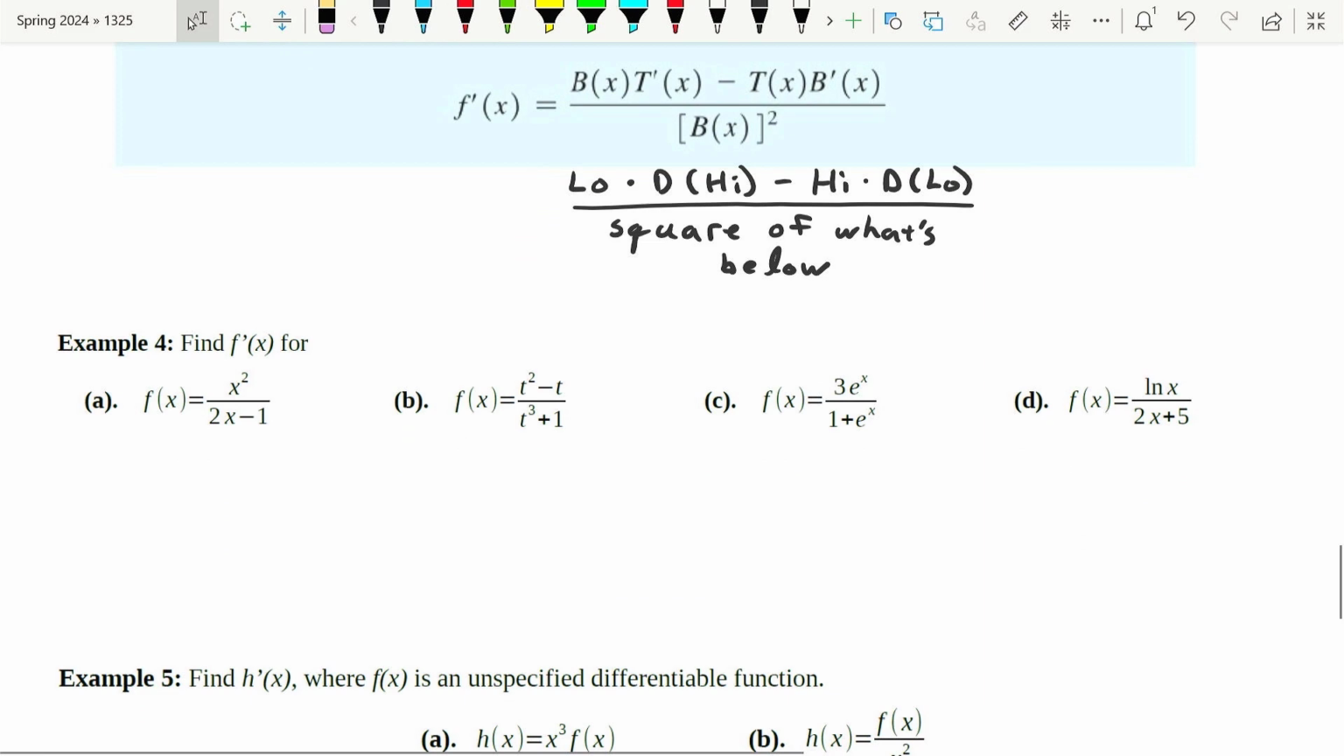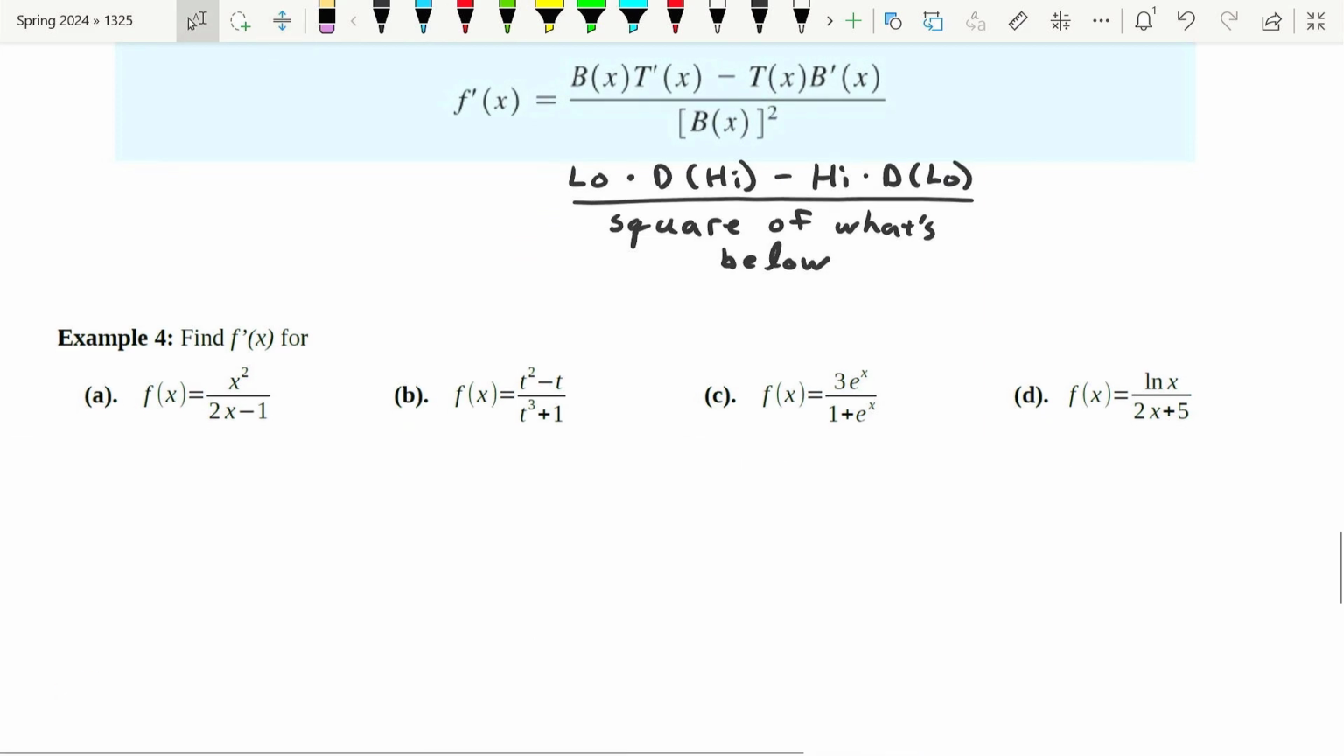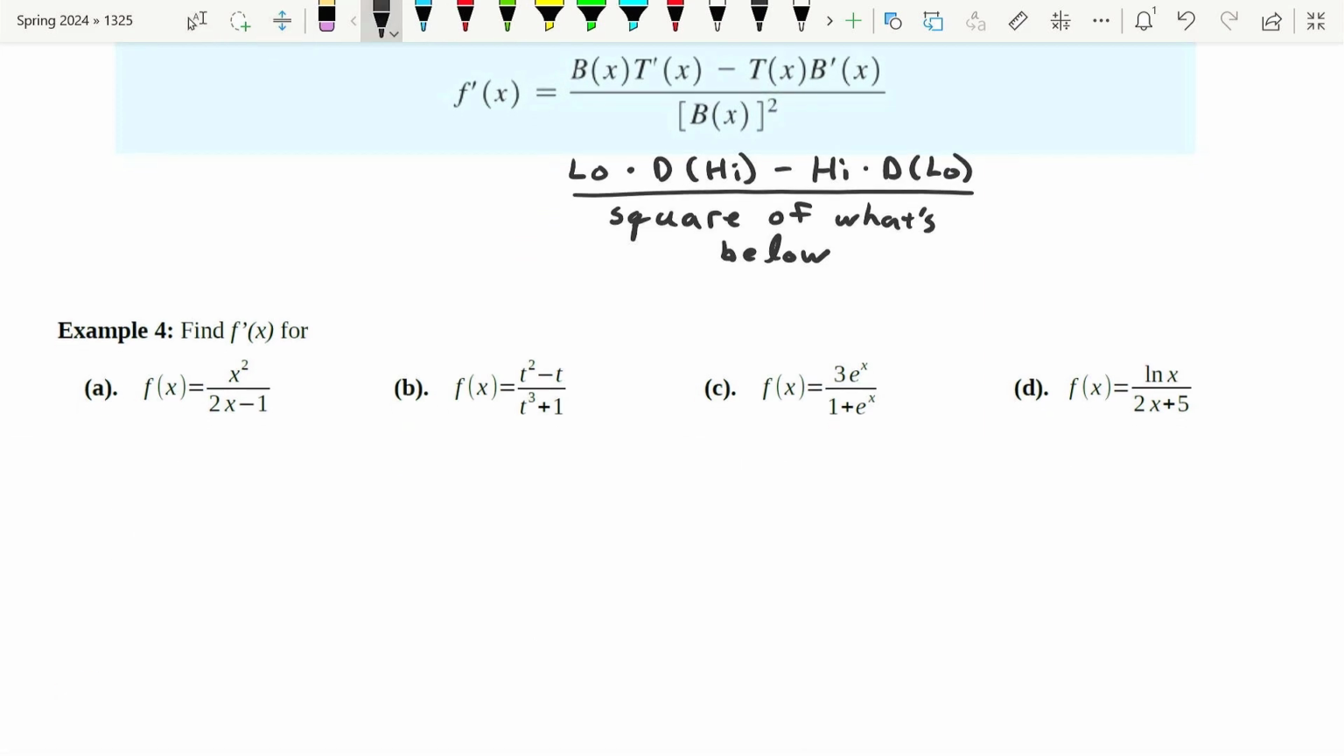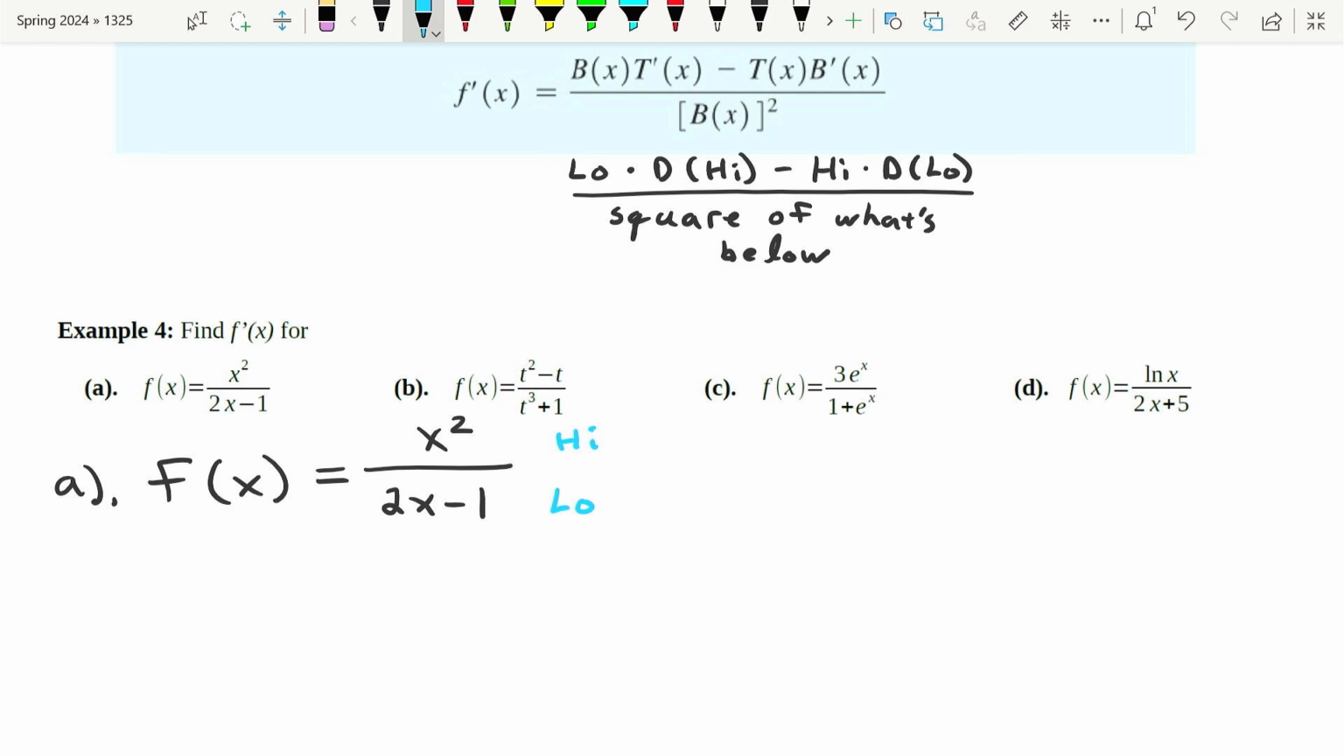So let's think of it that way. You can see it either way here, but I like to just write it in words again in a lot of cases like that. So let's start with this function f of x equal to x squared over 2x minus 1. We got our high, we got our low. So by the quotient rule, what we do is we write it like this.